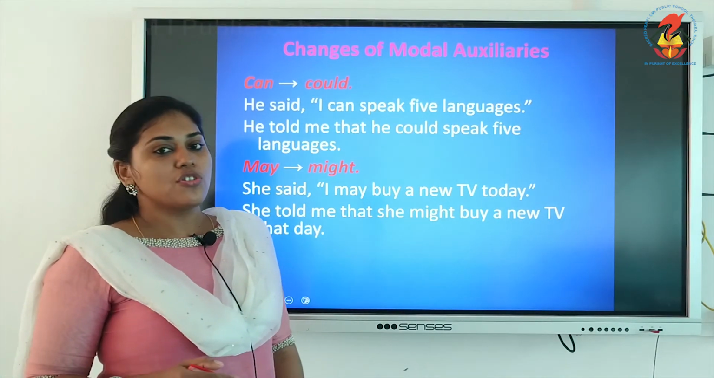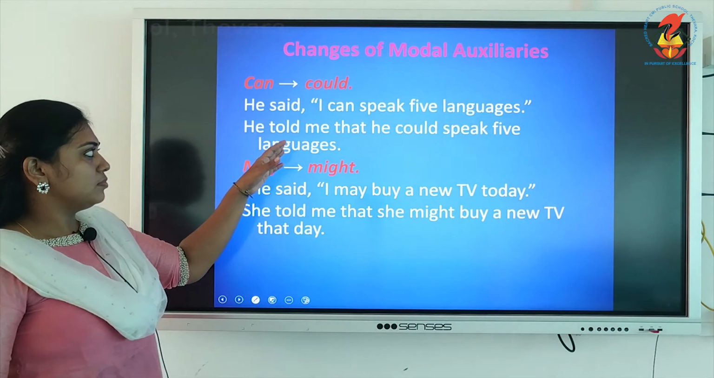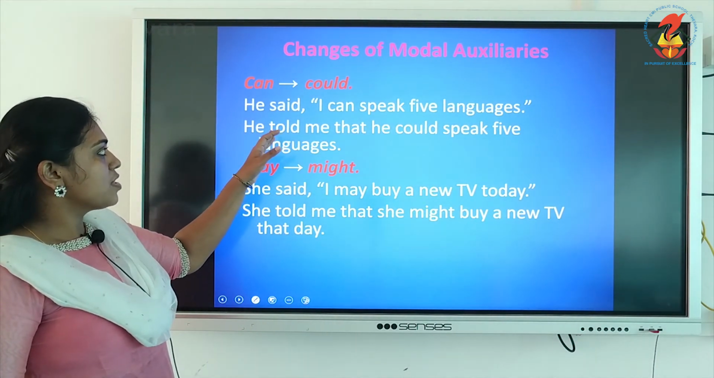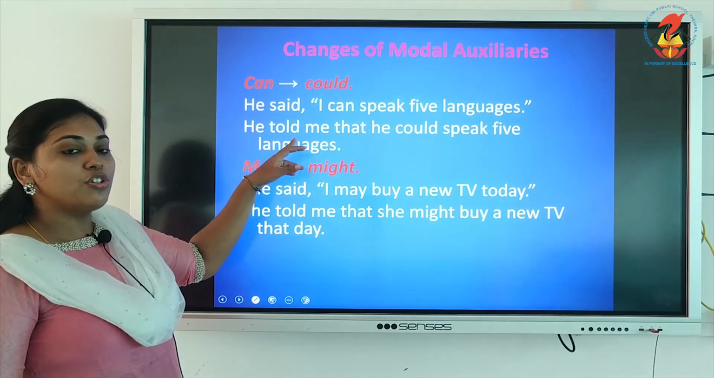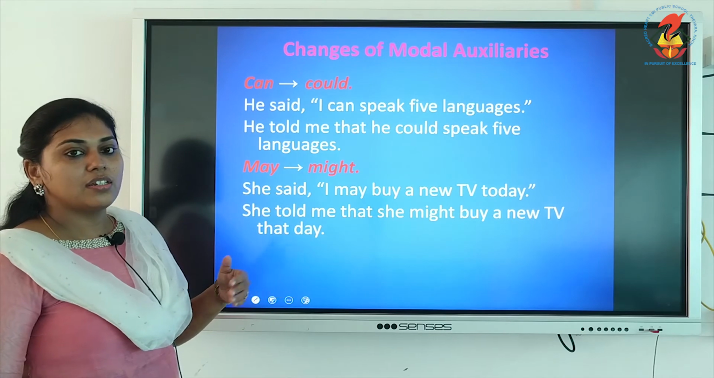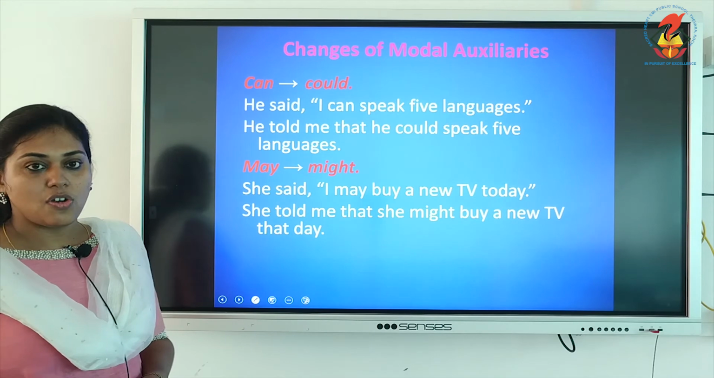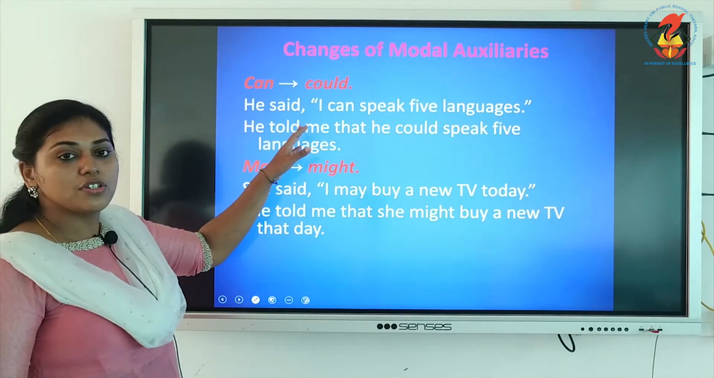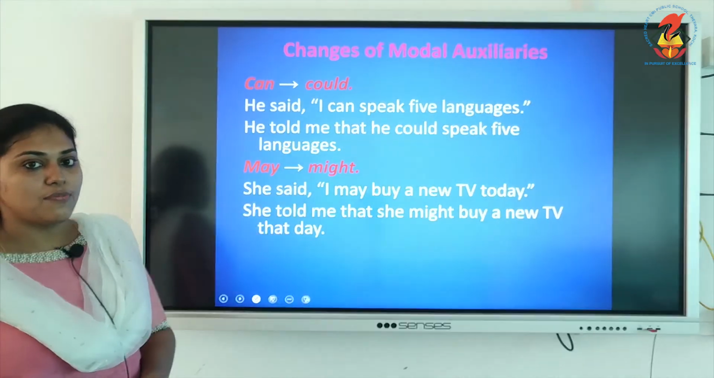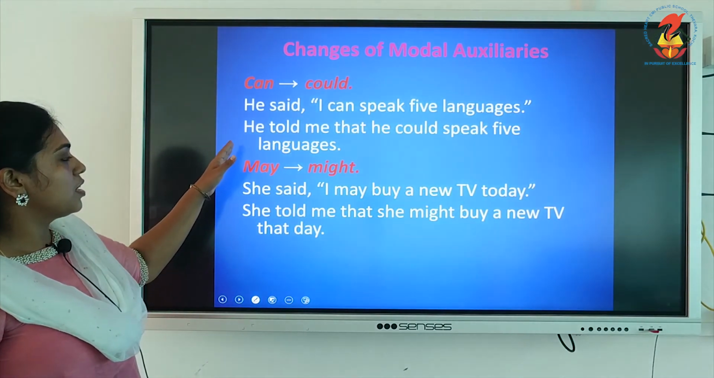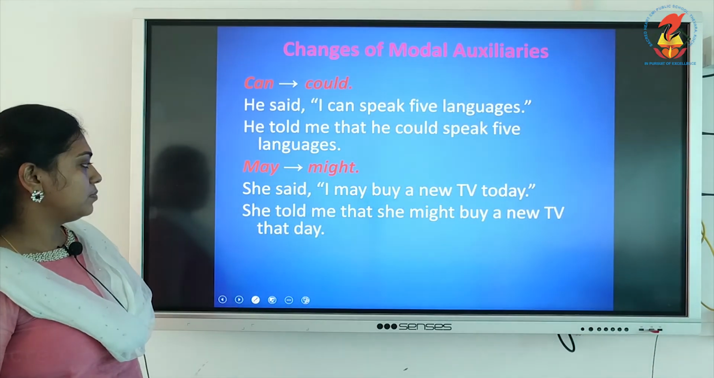One thing I want to tell you other than this is that when you use the word told, do not use told to me, told to her. That is a wrong usage. Very often we have seen students writing in that way, but that is wrong. When told is used, you do not have to use the word to there. So it should be written, he told me that he could speak 5 languages.